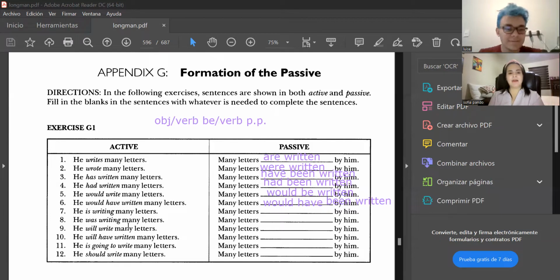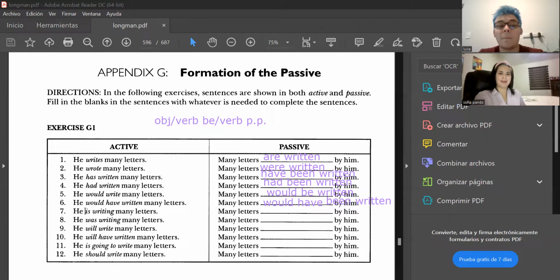Now we have the next sentence. The next two sentences are ones that probably you have already seen before. Can you read number 7, please? Yes, he's reading many letters. Excellent. So this sentence, can you tell me in which tense is written? Present continuous. There you go, my man. Excellent.